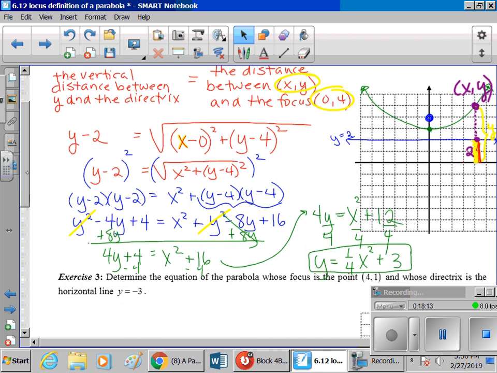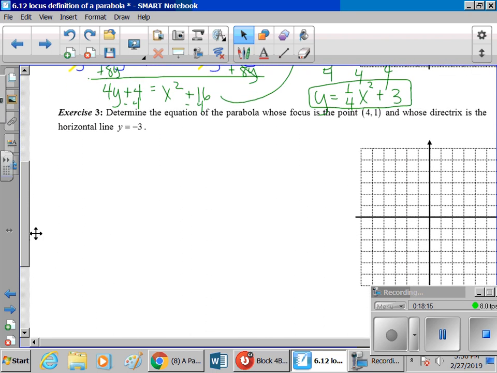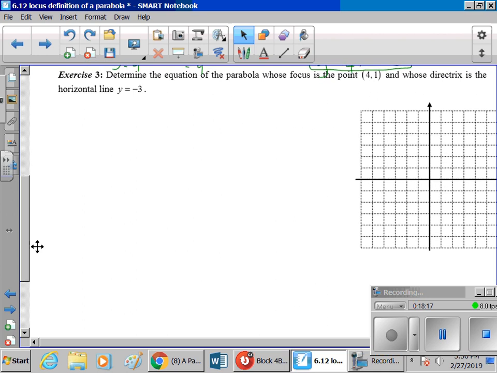So take a look at exercise 3. Same type of question. Determine the equation of the parabola whose focus is the point 4, 1 and whose directrix is the horizontal line y equals -3. Once again, I like to start with a picture because it just makes things a little bit clearer for me.